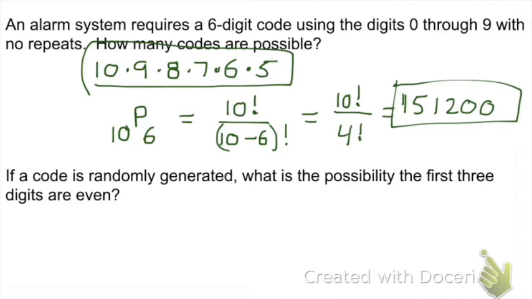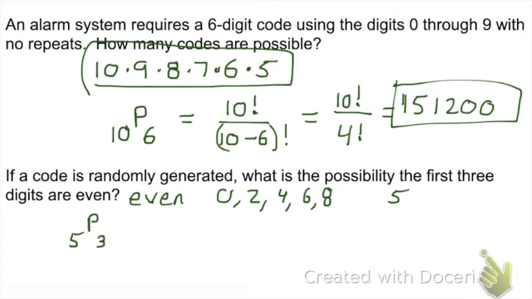The next thing it says is, if a code is randomly generated, what is the possibility the first 3 digits are even? As we have to break things down a little more, our even digits are 0, 2, 4, 6, and 8. So we have 5 of them. So we're going to do a randomly generated code, and we have to have the first 3 digits be even.